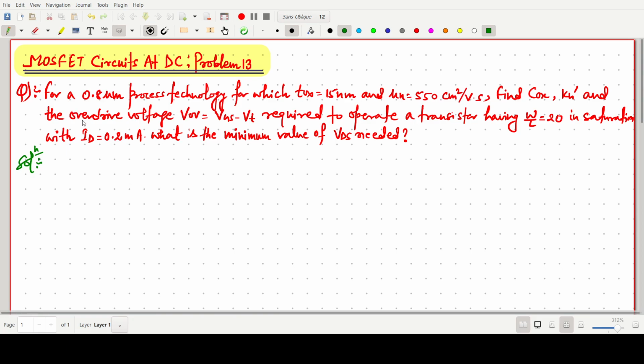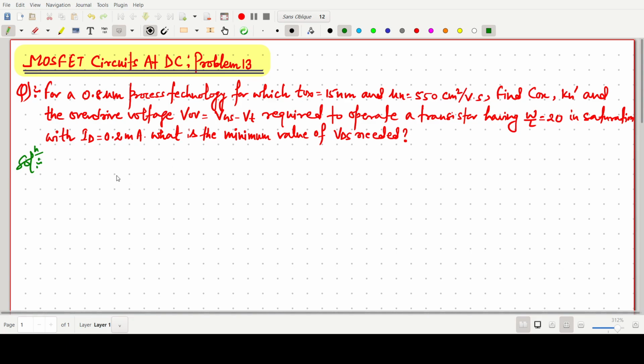So the question is for a 0.8 micron process technology for which oxide thickness TOX is given 50 nanometer and electron mobility 550 centimeter square per volt second. Find oxide capacitance, process transconductance parameter K'n, and the overdrive voltage VOV, that is VGS minus VT, required to operate a transistor having aspect ratio W by L 20 in saturation region with drain current ID 0.2 milliampere. What value of VDS is needed? So this one is the question.